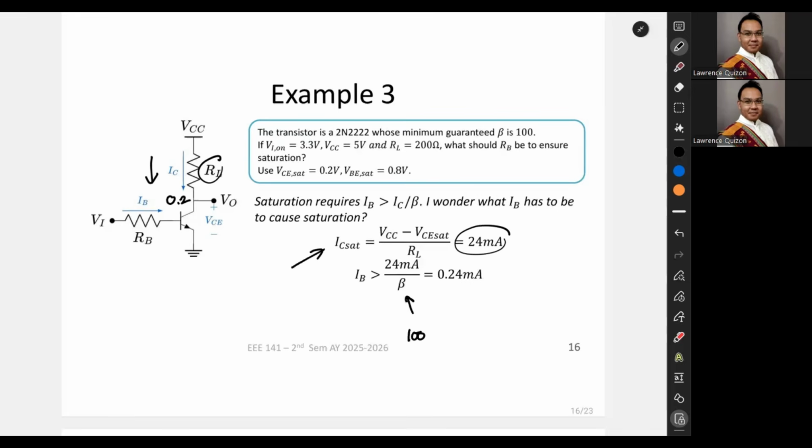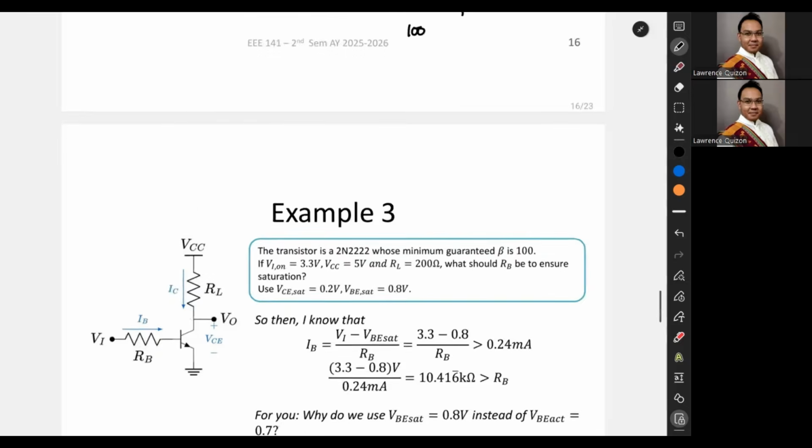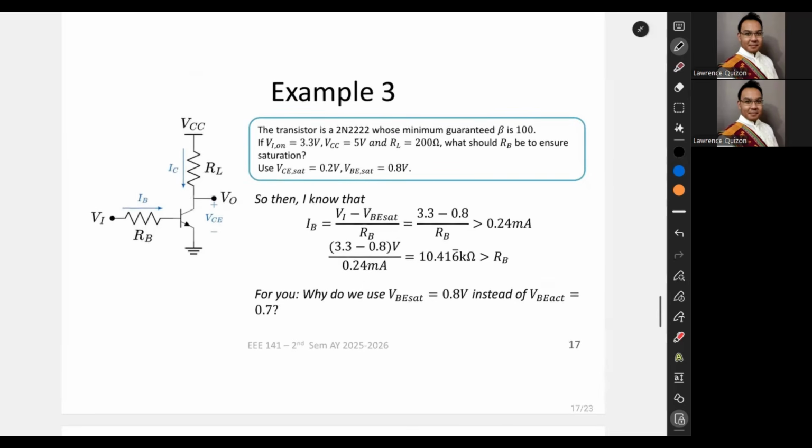If beta minimum is 100, then we get that IB has to be greater than 0.24 milliamps. But what is IB? Well, IB can be found because V in has been given to us. That's 3.3. And if we're in saturation, then VB is at should be here. So then V in minus VB is at divided by RB should be greater than 0.24 milliamps.